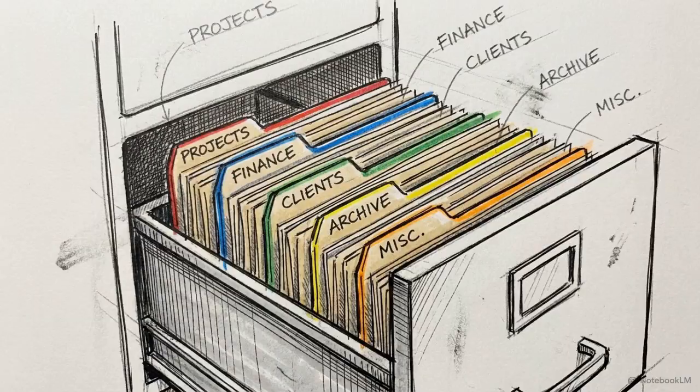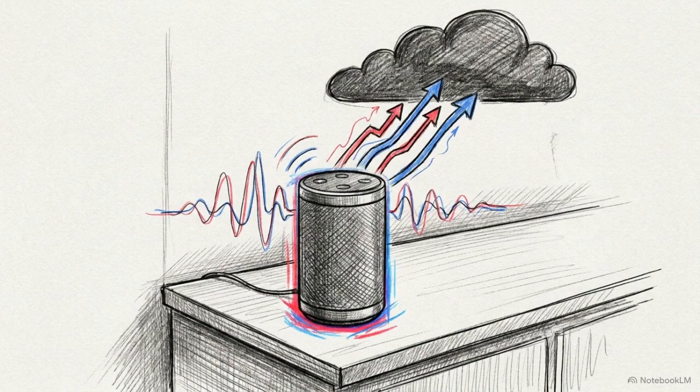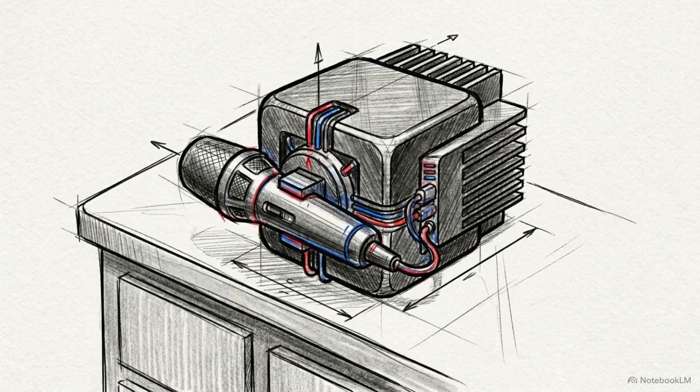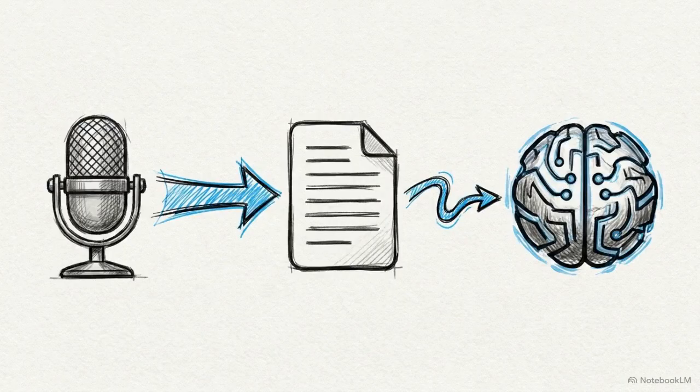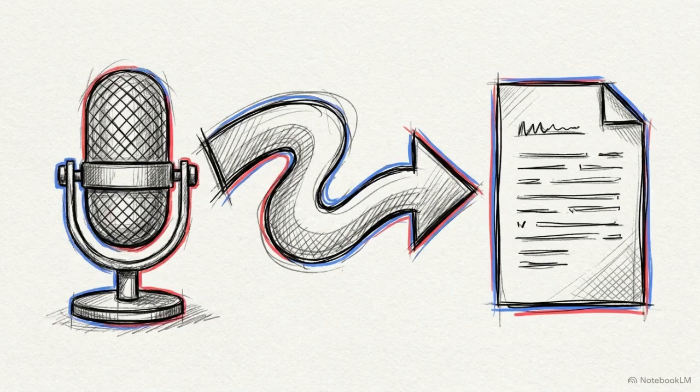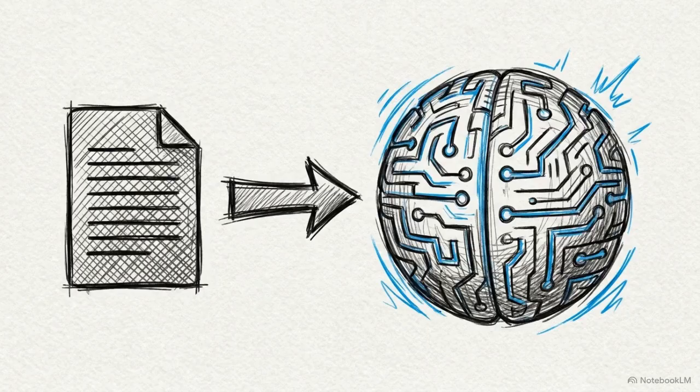Our homes are full of smart speakers that listen to our conversations and send those recordings to corporate servers. We can replace that vulnerability with a private voice assistant. To do this, you need 2 distinct tools working together: a transcription model to turn your spoken words into text, and your local language model to figure out what that text means.